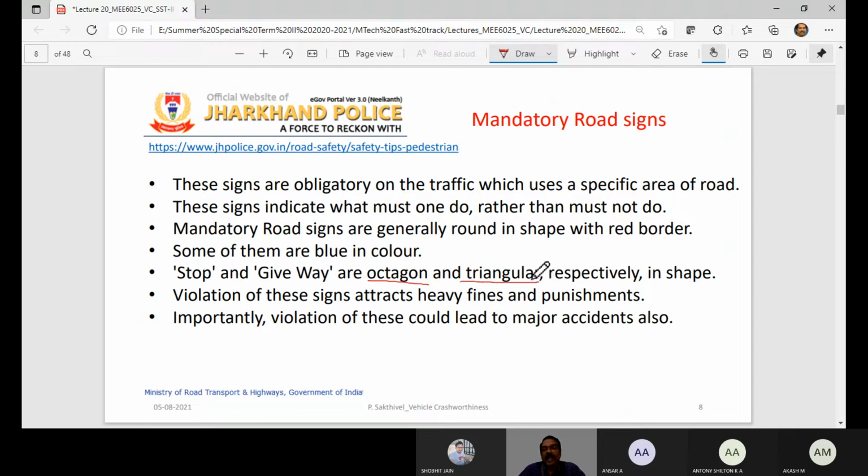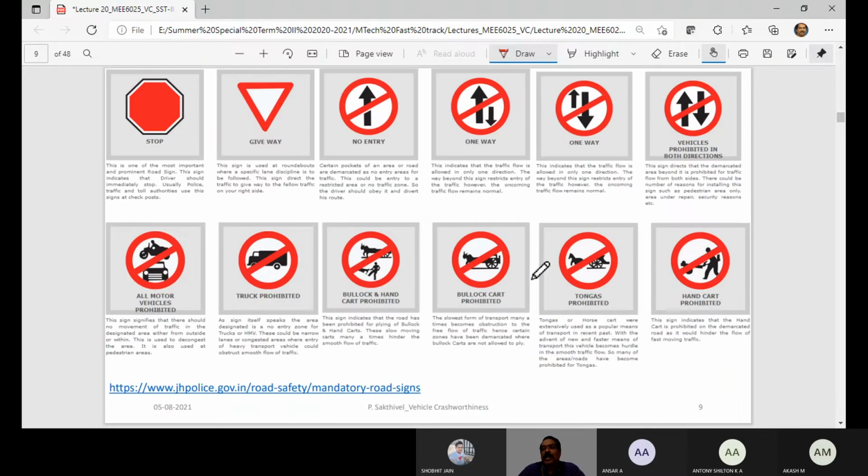Violation of these signs attracts heavy fines and punishments. Importantly, violation of these could lead to major accidents. See, these are the signs that I have picked from the site, and I have put them here. So you see that stop sign, octagon shape, give way, triangular shape, no entry. This is all we know, but we may not retain it in mind, but we should be looking at it. I purposely spent time to collect them and organize them in my slide. And this is what I feel is the most important lecture of our course.